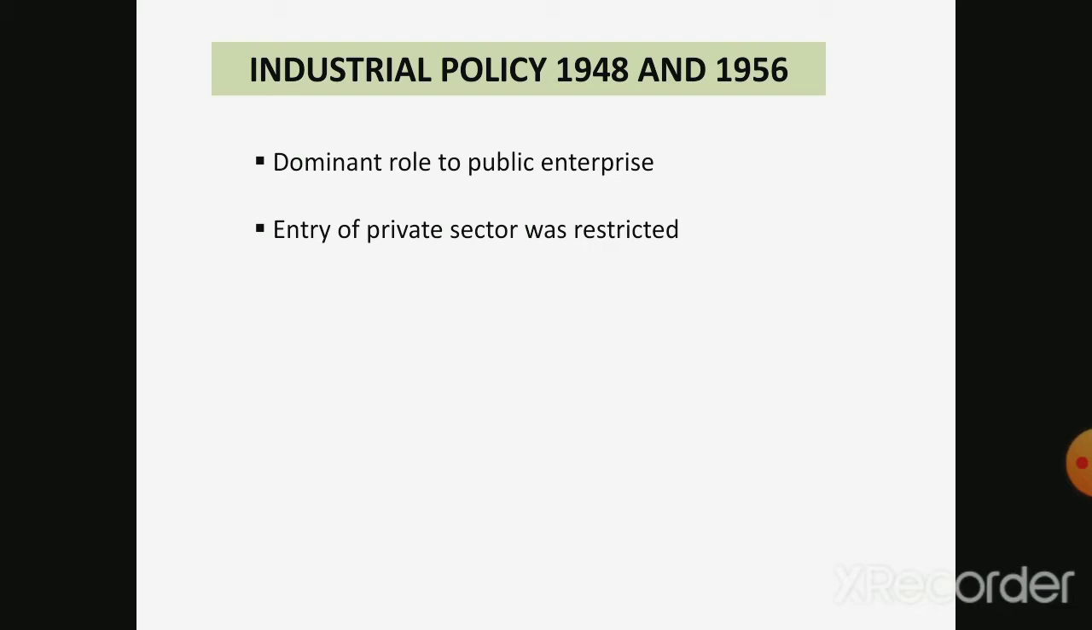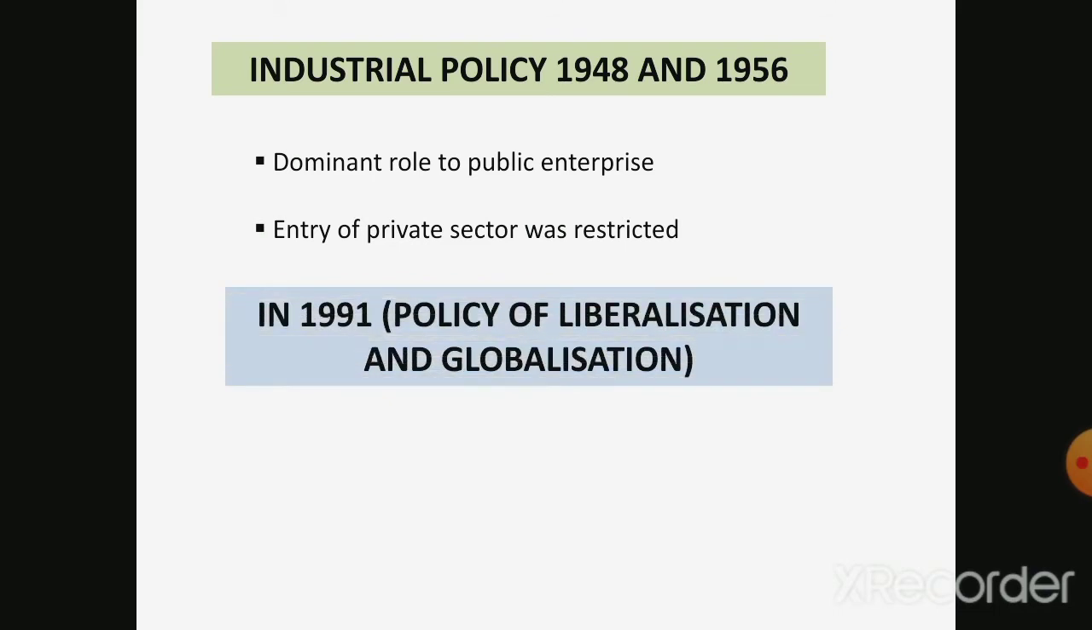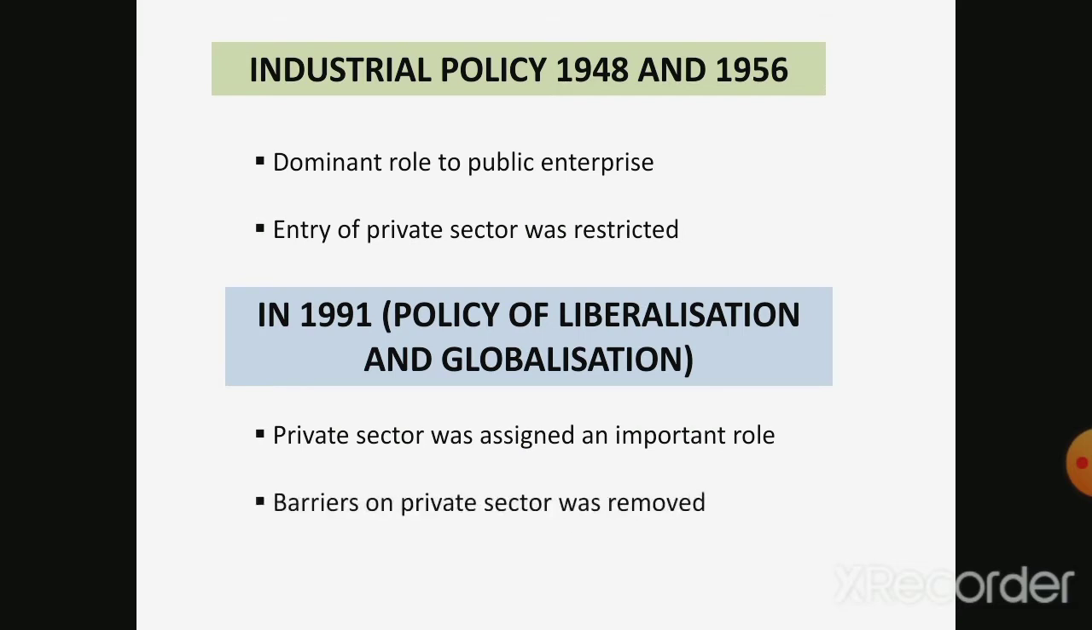In spite of restricted entry, the private sector continued to grow and contribute to the economic development of the country. And by giving priority to the public sector, this sector could not do much for the economic development of the country. That is why in 1991, the government of India adopted the policy of liberalization and globalization. Now, under this policy, the private sector was assigned an important role, and many entry barriers on the private sector were removed. Due to these changes, there is tremendous improvement in the economic development of our country, which means now there is a more open and competitive environment between the public and private sector.